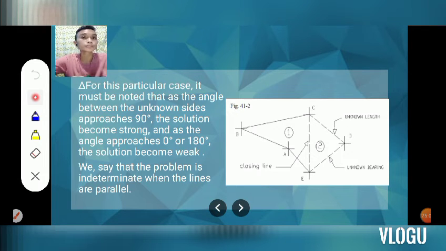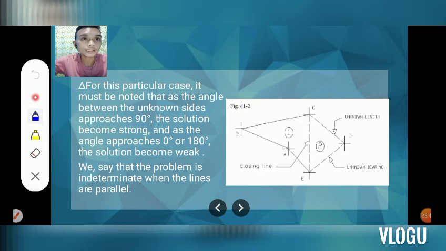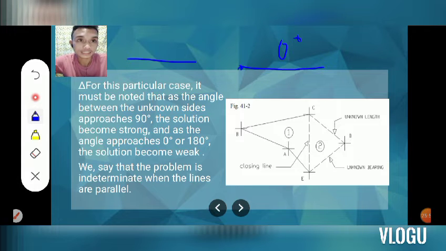Why? Because when we are talking about lines, 90 degrees is a perpendicular line. This one is almost 0 degrees, and this one is 180 degrees.